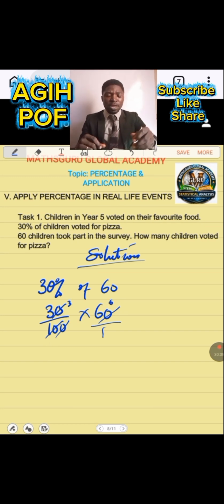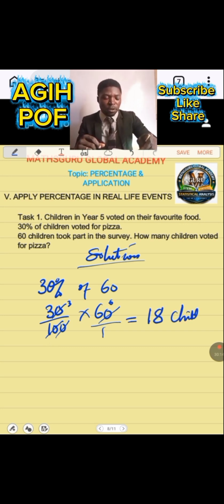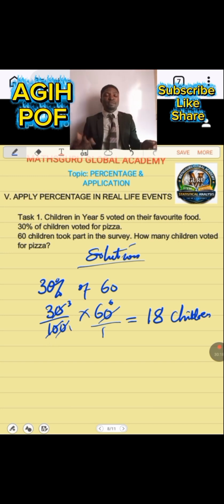Alright, 3 times 6 is simply 18. So we have 18 children, because 1 times 1 is 1, and 18 divided by 1 is still 18. So we have 18 children.